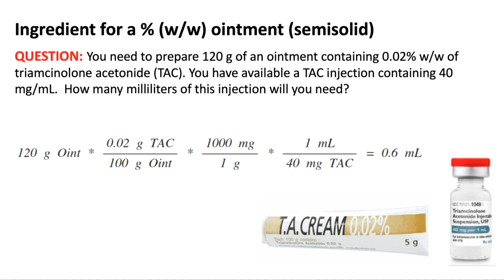So essentially, I need 0.6 milliliters of this injectable to provide the total amount of triamcinolone I need to make 120 grams of an ointment having a concentration of 0.02% weight per weight, or 0.02 grams for every 100 grams of that ointment. And that's essentially the 0.6 milliliters is the answer to this question.